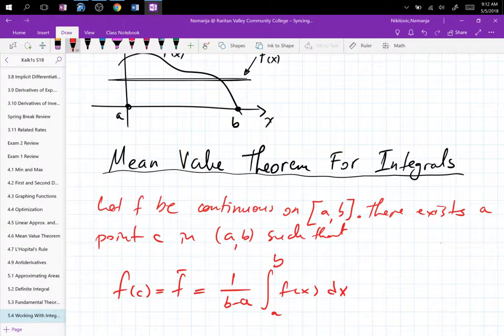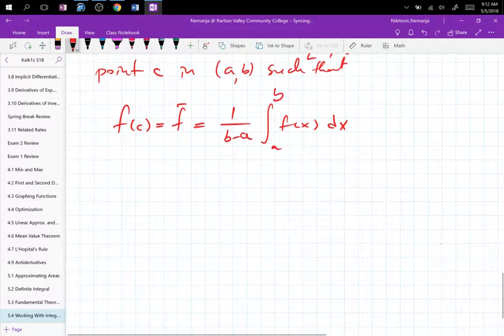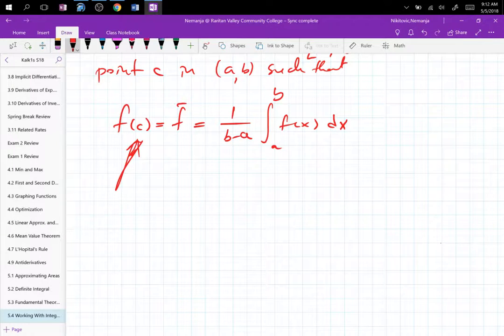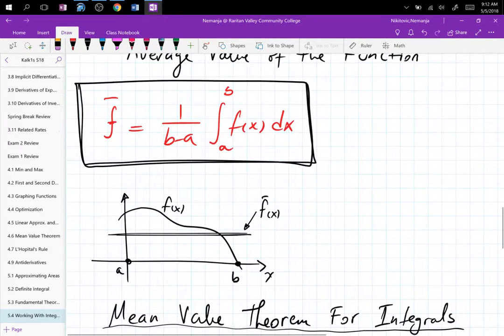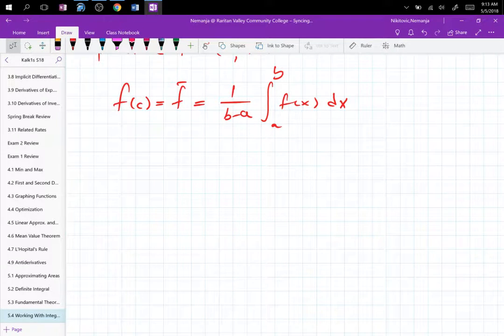So there's this extra piece of information which tells you that the value c exists. Now where would that value of c be? As you can see, it's right there. That will be the value of c. So there exists a point such that the function value and the average value are the same. Let's work out two examples, one easy and one like an applied problem.